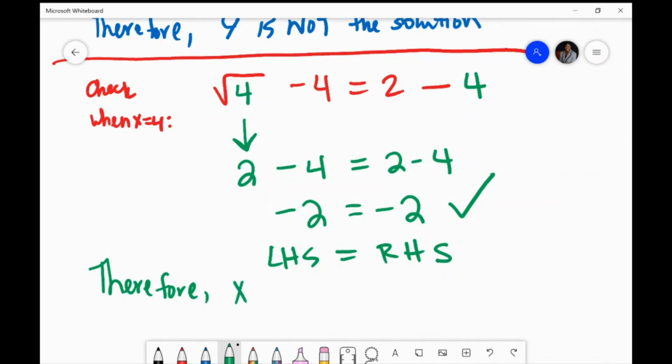x equals 4 is the solution. Is 9 the solution to this problem as well? No. So for this particular problem, there was only one solution.